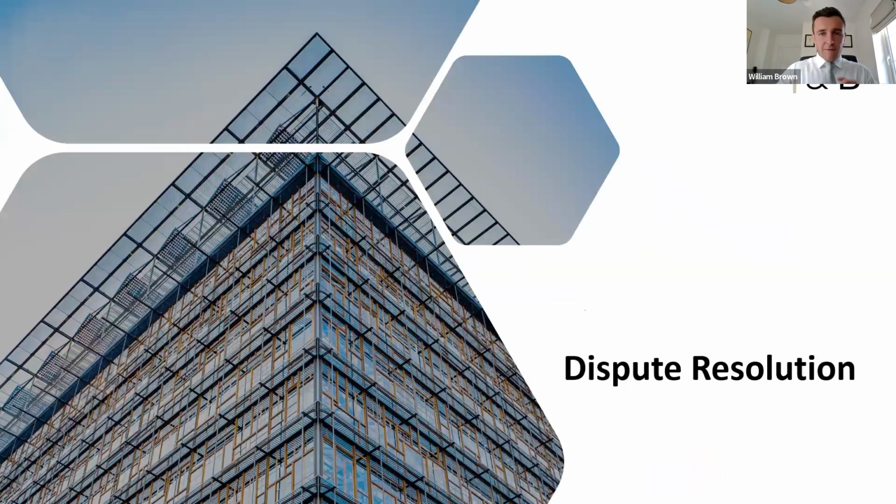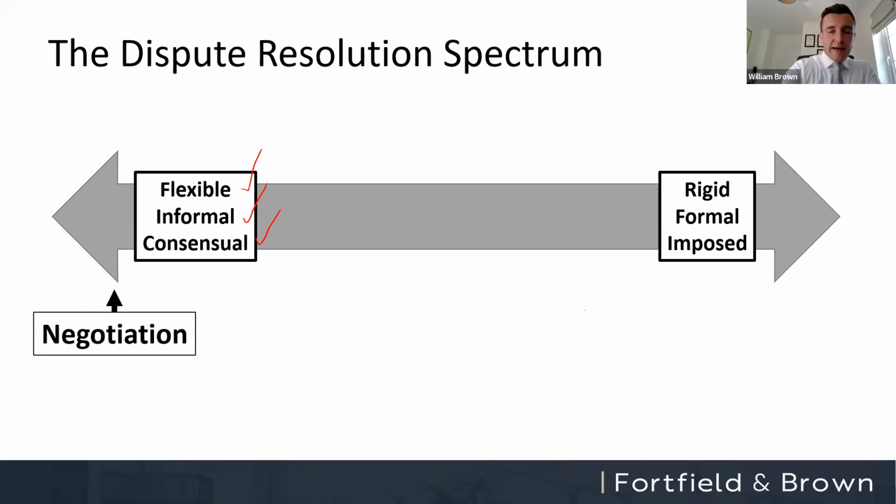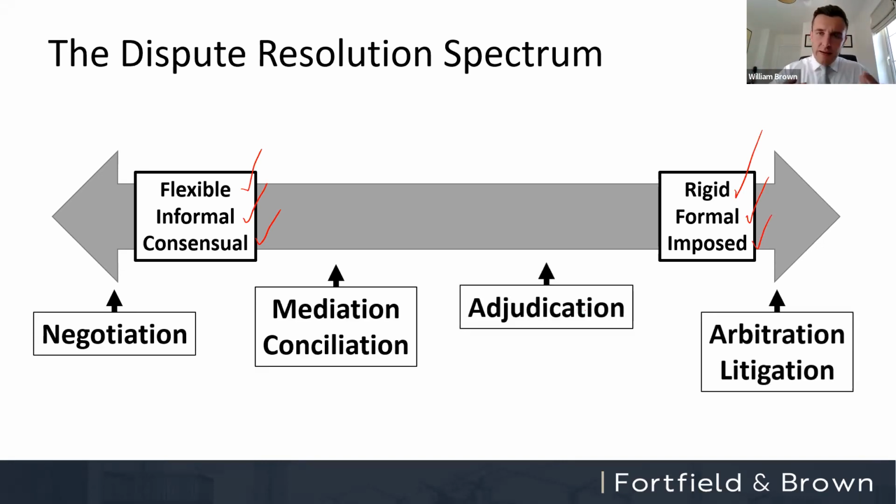So that takes us to our final topic in the last couple of minutes, to look at dispute resolution and to give you an idea of what dispute resolution methods are available in the construction industry. So the way I like to think about dispute resolution is on this spectrum. At one end, we have the flexible, consensual and informal ways of resolving disputes, such as negotiation, through to the other side of the spectrum, which are far more rigid, formal and imposed. And again, you can probably guess what will fall into that side. That's the likes of high court litigation and arbitration.